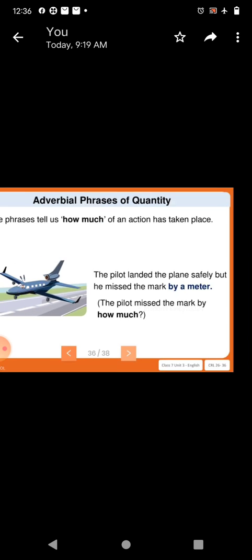Another example for adverbial phrases of quantity. The pilot landed the plane safely, but he missed the mark by a meter. How much did the pilot miss the mark? By a meter. So this shows the quantity, isn't it? Let us have a practice on adverbial phrases. I'll give you 2 minutes. Just read all the sentences and find the adverbial phrases by asking how, when, where and how much.